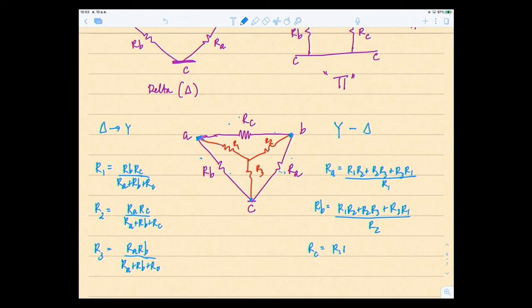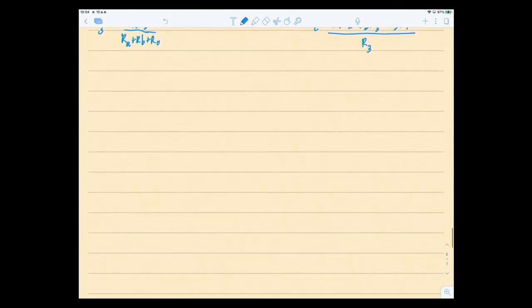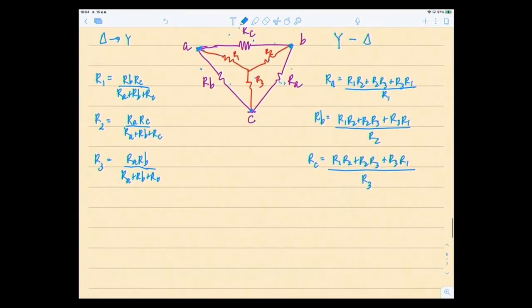RC is R1 times R2 plus R2 times R3 plus R3 times R1, divided by, where's RC? RC is right here. Diagonal to RC is R3, so divided by R3. So these are the formulas to transform these configurations. Now let's see an example that shows how this would make your life easier. Okay, so let me put this right here. An example.